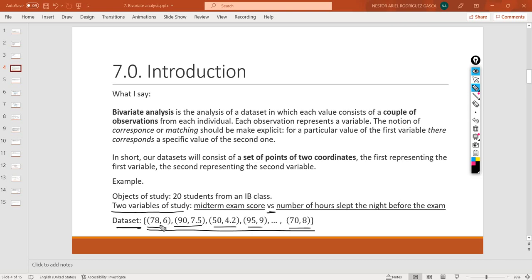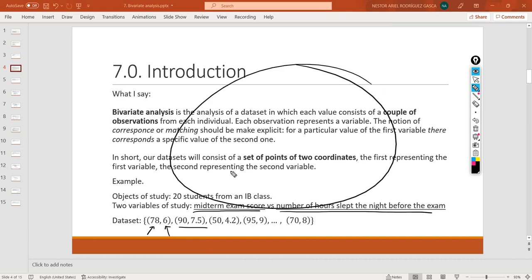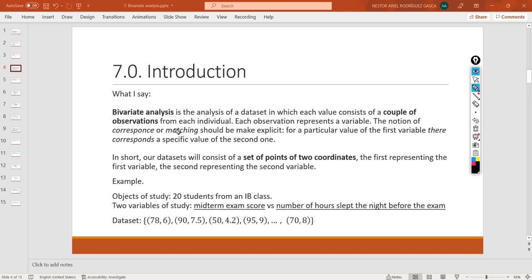And each data point consists of two observations, in order, the score and the number of hours slept the night before by this particular individual. This individual that got 78 on the exam slept 6 hours. This other individual that got 90 on the exam slept 7.5 hours, etc. With this whole explanation now, there is no sense of ambiguity as to what we are referring to when we talk about bivariate analysis.